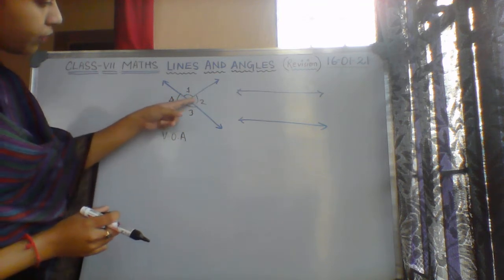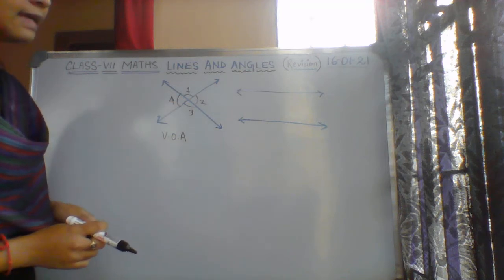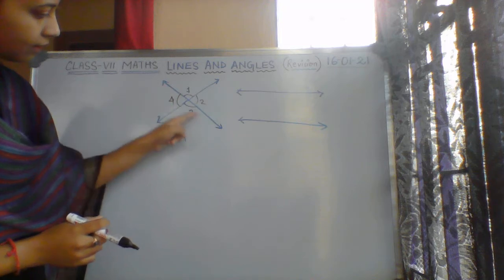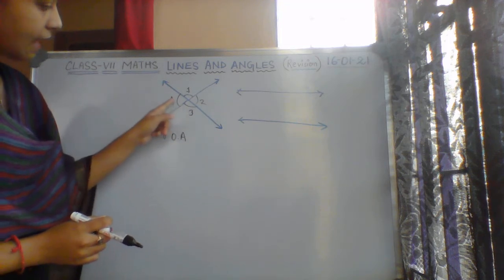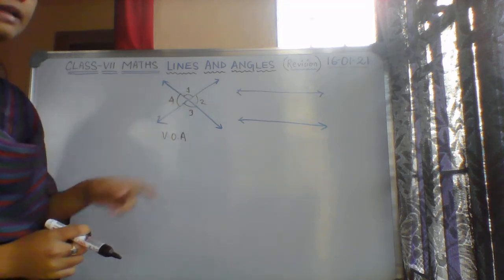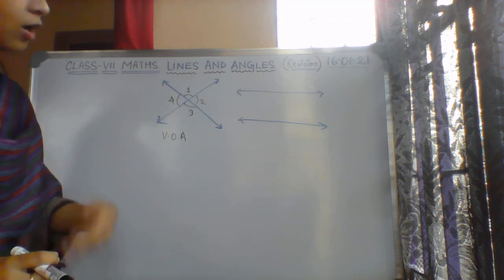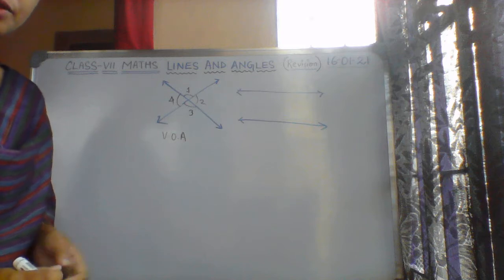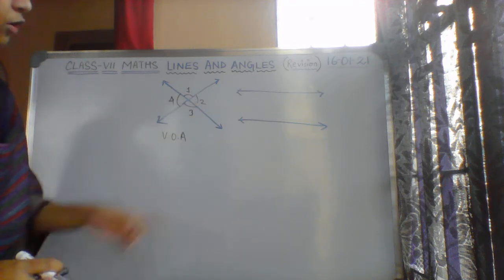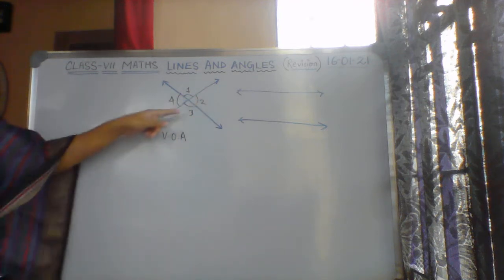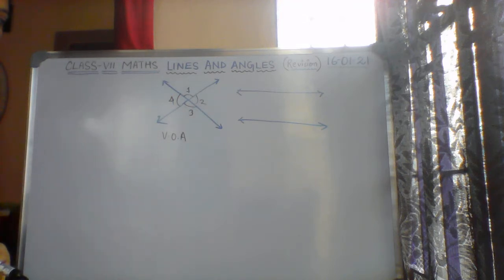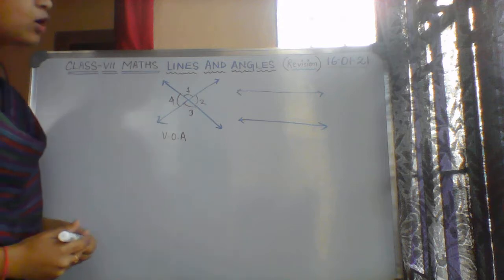Similarly, angle 2 and angle 3 are forming a linear pair. Similarly, angle 3 and angle 4 form a linear pair, and angle 4 and angle 1 form a linear pair. You are also getting the idea about adjacent angles: 1 and 2 are adjacent angles, 2 and 3 are adjacent angles, 3 and 4 are adjacent angles, 4 and 1 are adjacent angles.